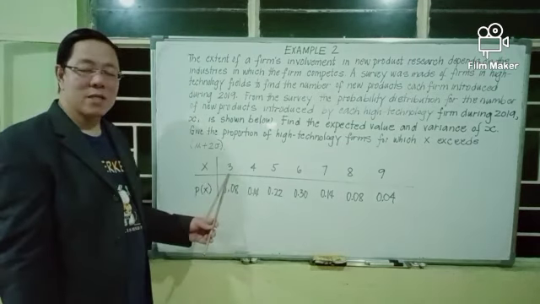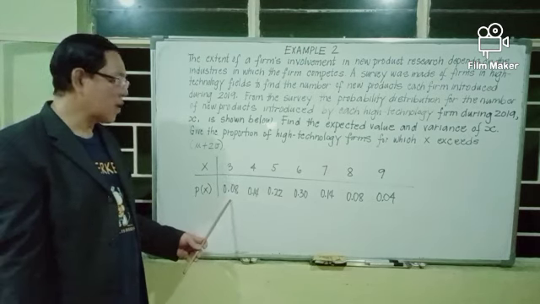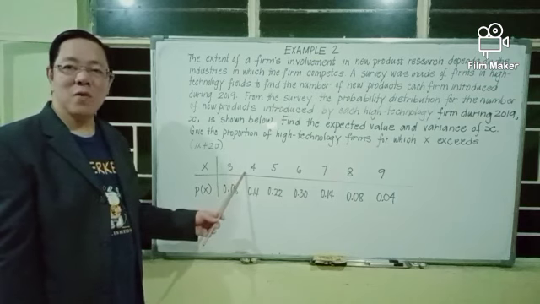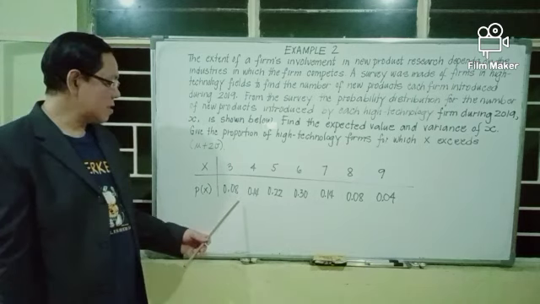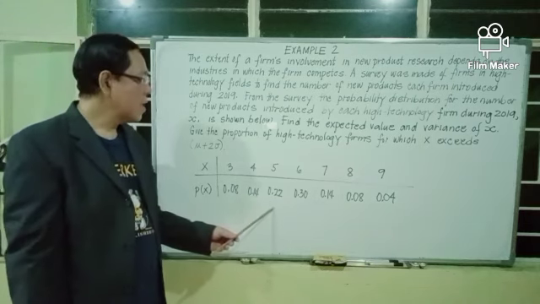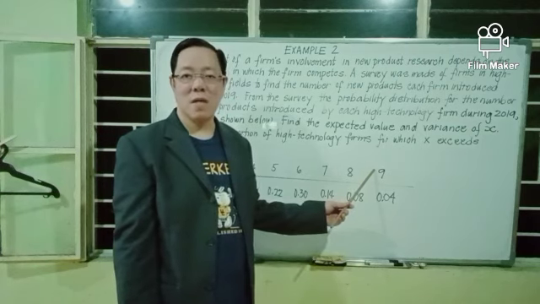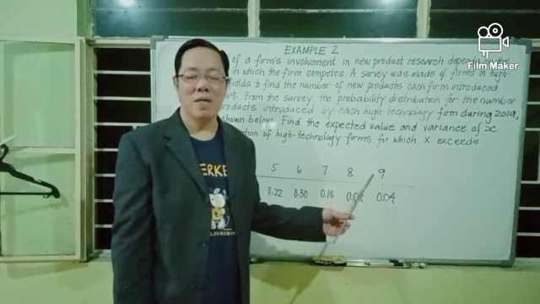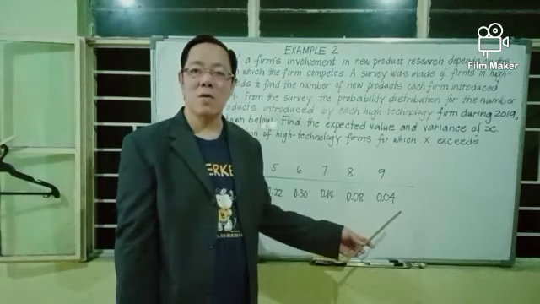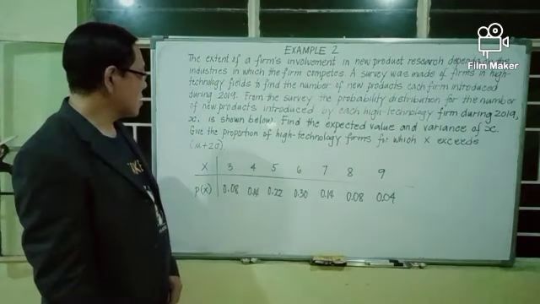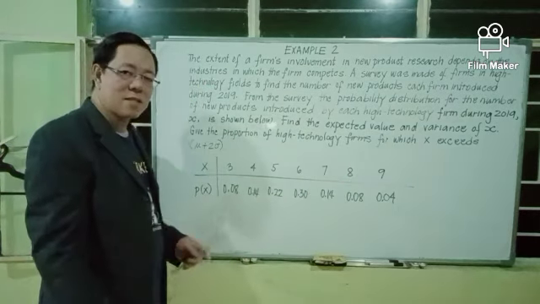The probability that 3 new products were introduced by a high technology firm is 0.08. The probability that 4 new products were introduced by a high technology firm during the year 2019 is 0.14. And so on up to 9. The probability that X equals 9, or 9 new products were introduced by a high technology firm during the year 2019, is 0.04. We start by finding the expected value of the discrete random variable X.